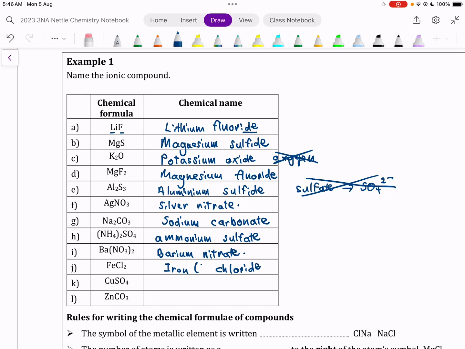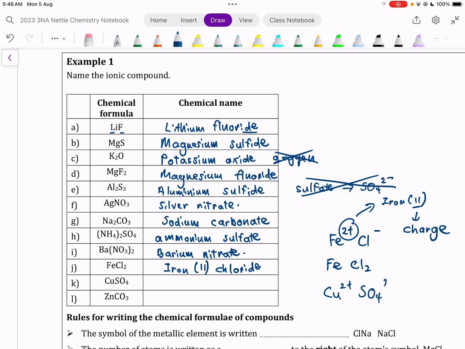It's actually iron II chloride, because if you do the reverse of the crisscross, the 2 plus comes here and the minus comes here. Alright, so the II means iron 2. The 2 tells you the charge. Next one, the copper is 2 plus, the sulfate is 2 minus, that's why it's 1 to 1. So this is copper 2 sulfate. Then next we have zinc carbonate.